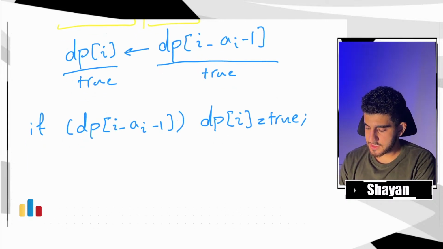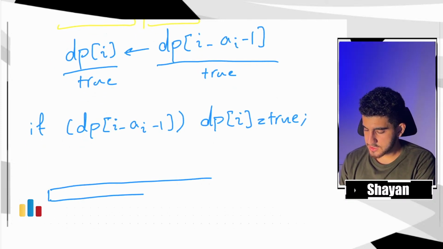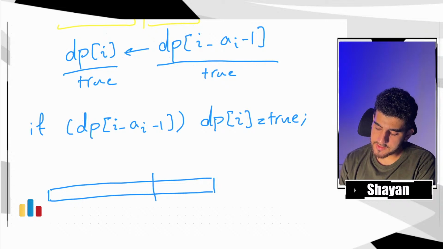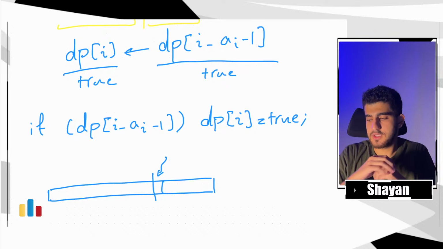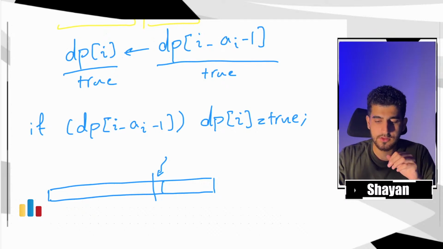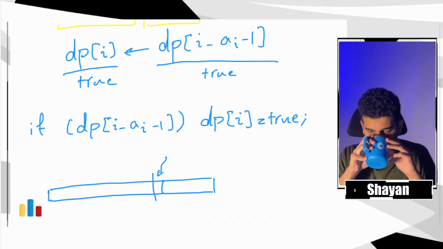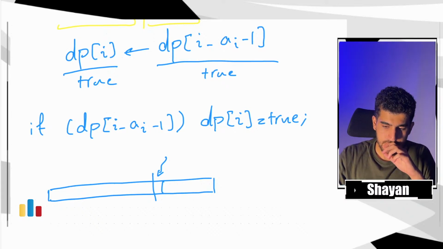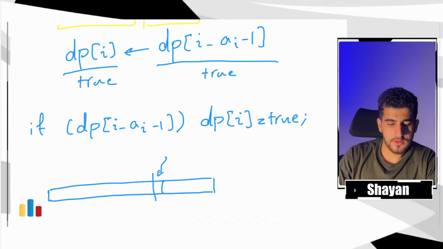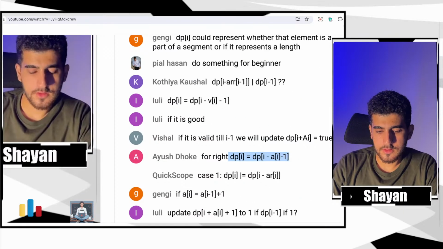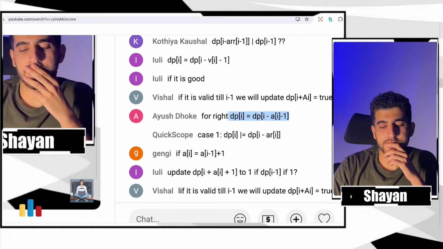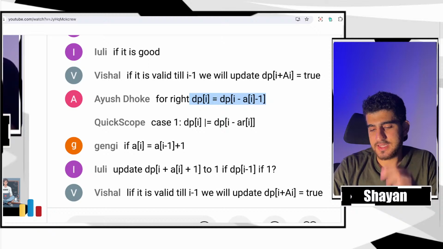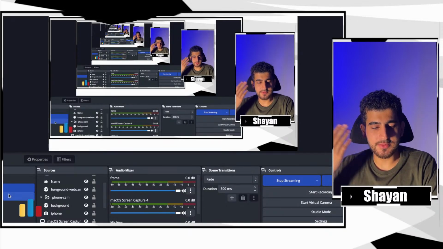The case where the size of the last segment is to the left of it. This is the size. What can we do then? We can update dp of I plus a sub I plus 1 if... Exactly, yes. Well guys, in here we see something beautiful.